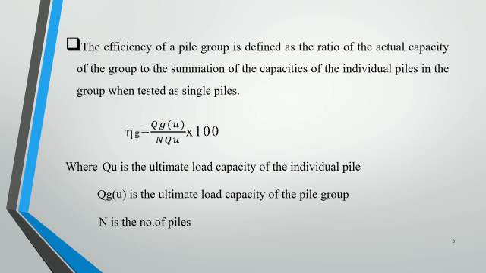ഇതാണ് ഇക്വേഷൻ എഫിഷ്യൻസി കണ്ടുപിടിക്കാൻ: eta g equal to qgu divided by n into qu into 100. qu എന്ന് പറയുന്നത് ultimate load capacity of the individual pile, qgu എന്ന് പറയുന്നത് ultimate load capacity of the pile group, then n is the number of piles.